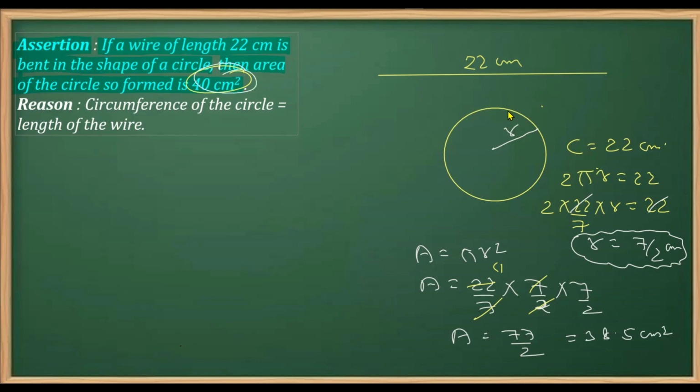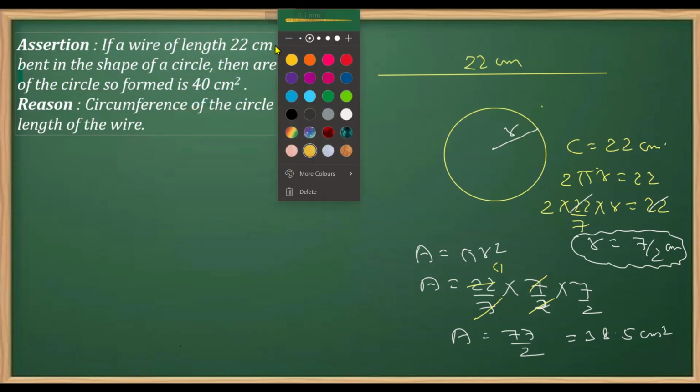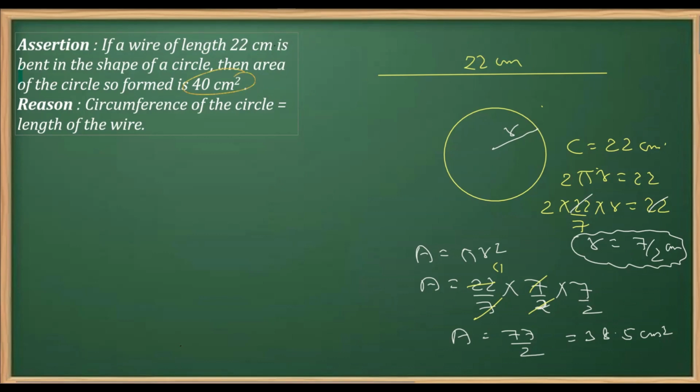Now check here. They are saying 40 centimeter square. So the assertion is not correct, right? We can figure out from here that it is not correct. According to us, the area comes out to be 38 centimeter square. They are saying 40. So the assertion is wrong. If this is wrong, we still need to see the reason. Sometimes the options are not the conventional ones.